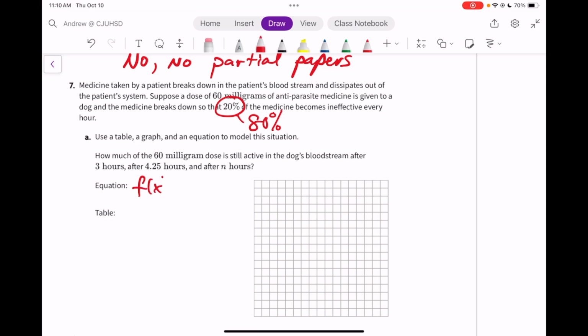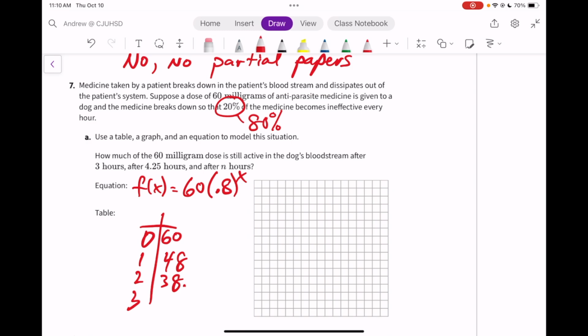So f of x is, it's going to start at 60. It's going to go 0.8 to the x. On a table, that would go 0, 1, 2, 3. That would look like 60, and then 80% of that is 48. 80% of that is 38.4. 80% of that is 30.7. What it's going to look like on a graph is smooth curve coming down. It's going to start at 60, wherever that is, and it's going to come down like this.